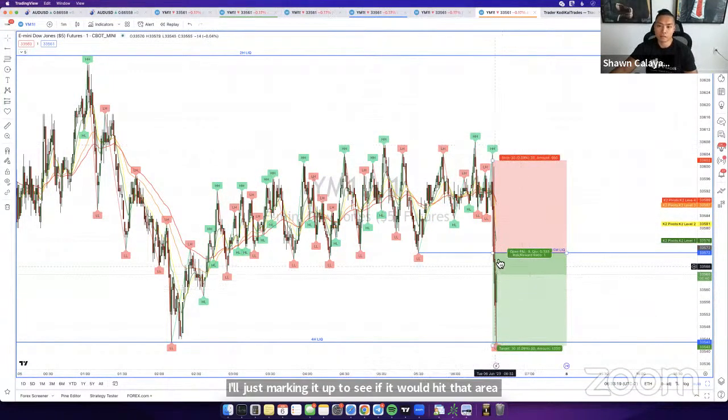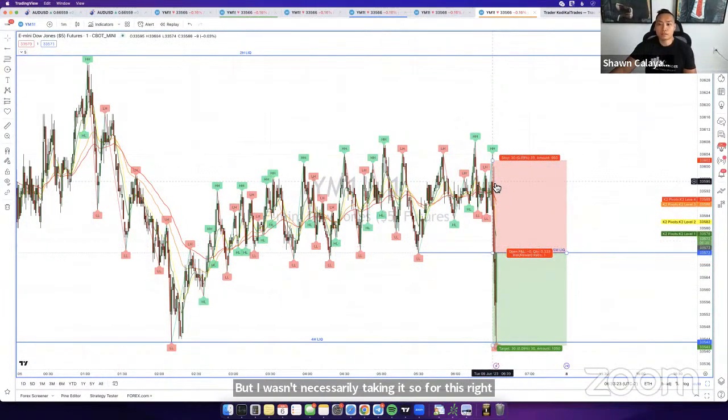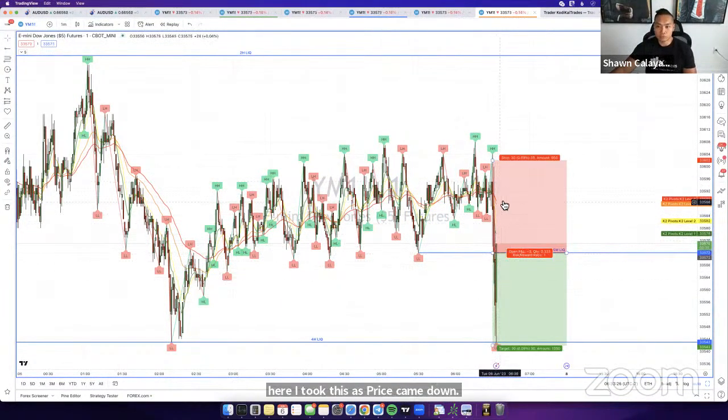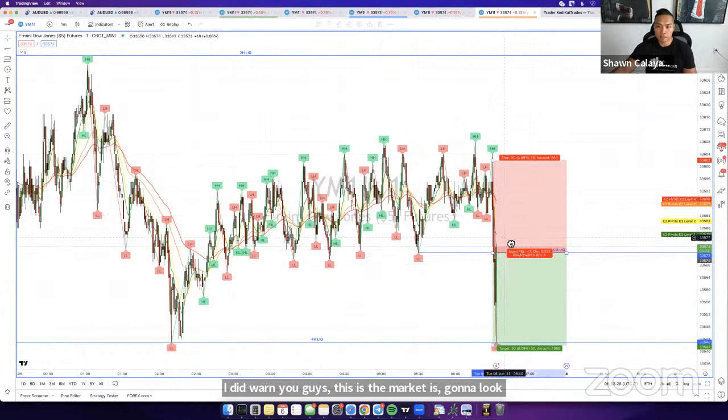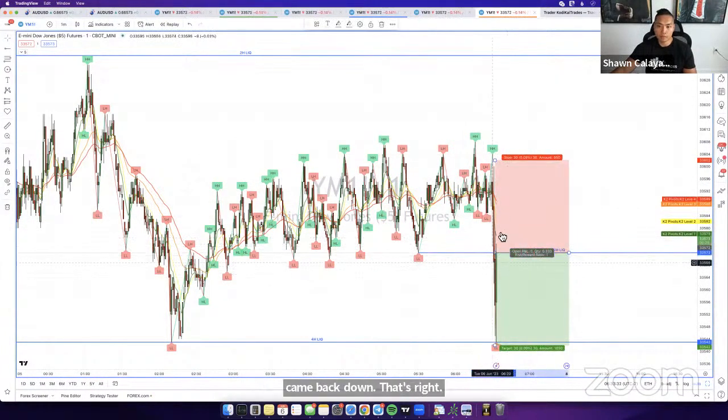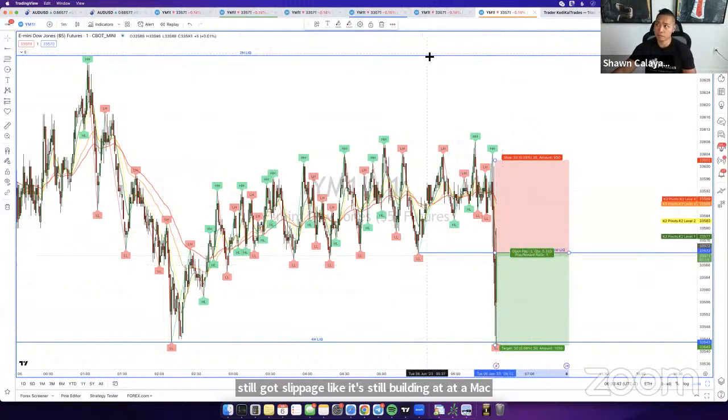So for this right here, I took this as price came down. I did warn you guys, I said the market was going to move kind of crazy, so I waited for it to pull back. As it pulled back, retraced, came back down, that's where I made the entry on this second candle right here. So I didn't get in right away. I waited for it, and as soon as price came down, it was just sitting there. But for whatever reason, I still got slippage. It still filled me at a bad price. I thought that candles were different, but I think it was just slippage.